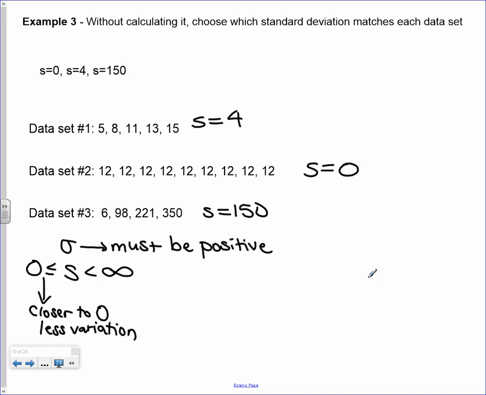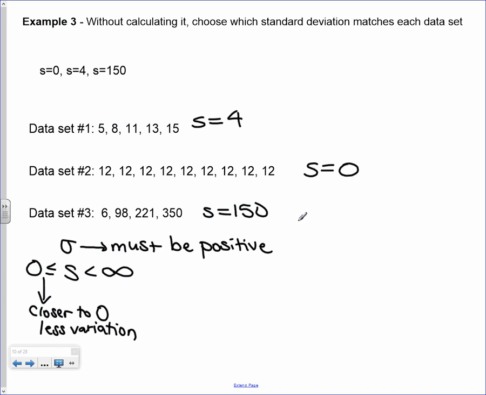These just go through trying to understand what standard deviation means without calculating it. So when I look at these standard deviations and try to match them with these data sets, if I'm looking for which of these has a standard deviation of 0, we would choose data set 2. That's because these data points don't vary at all from each other, right? So they have no variance or no deviation. So the standard deviation would be equal to 0 here. This one would have a standard deviation of 150 because it's very variable, right? Those numbers are a lot different from each other. These are not as variable, so they're going to have a fairly small standard deviation.